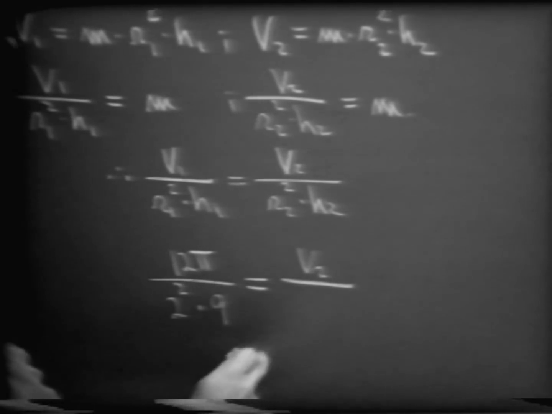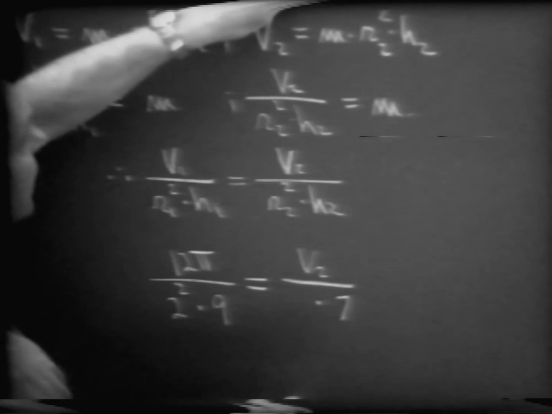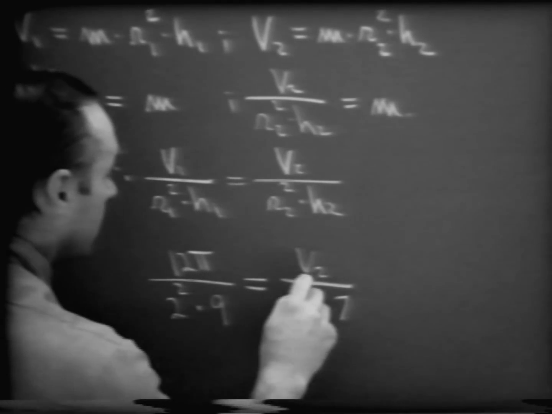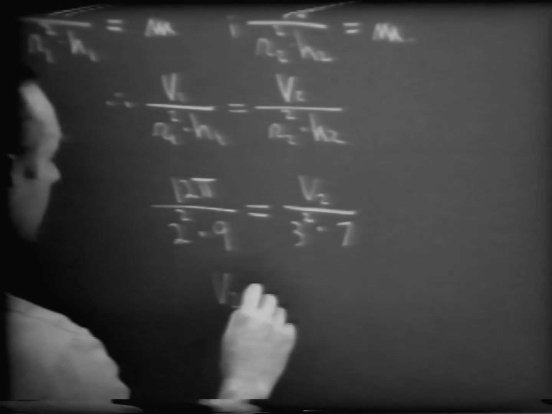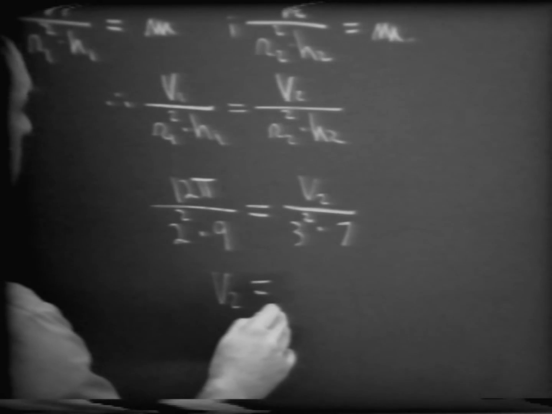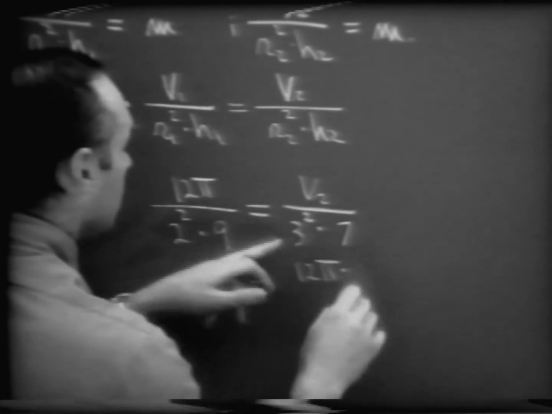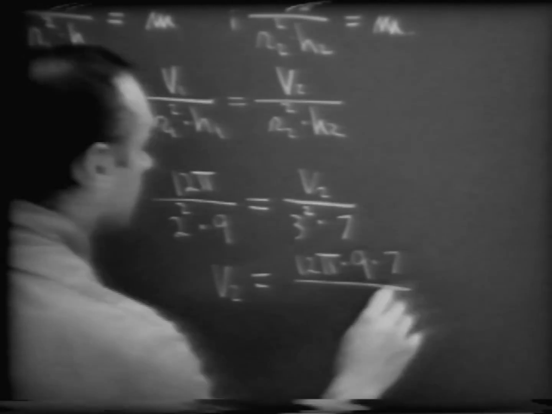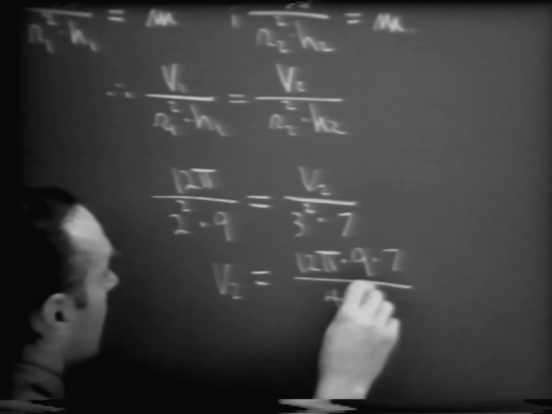All right, divided by when the height is 7 feet, there's a height of 7 feet, and the radius is 3 feet. So what then do we want to say here? 3 squared. Now we're interested in solving for V sub 2. So V sub 2 then is equal to what? Well, there's 12 pi times 3 squared is? 9. 9 times 7 divided by what? 4 times what? Times 9.